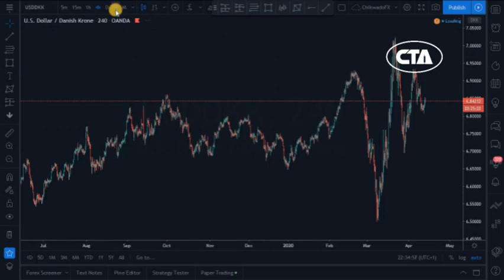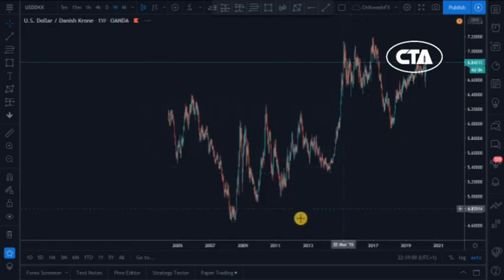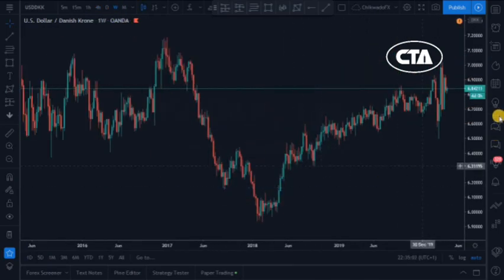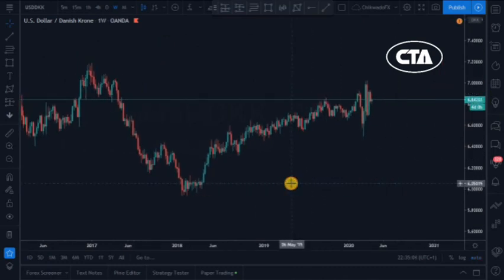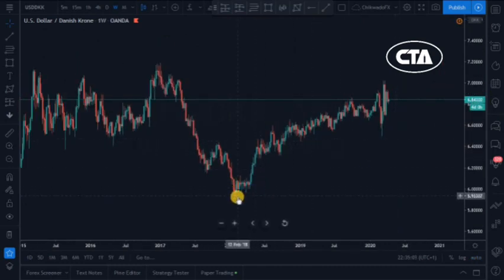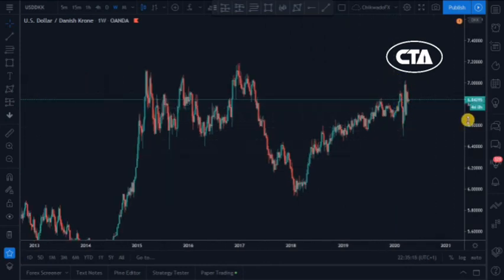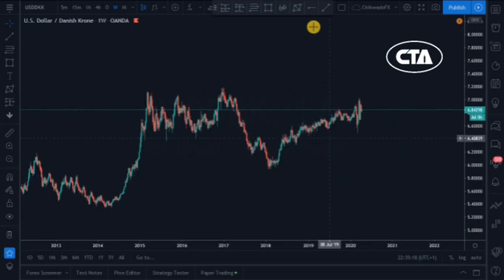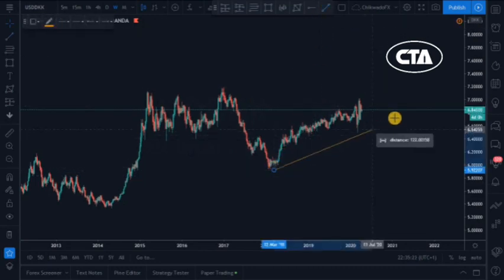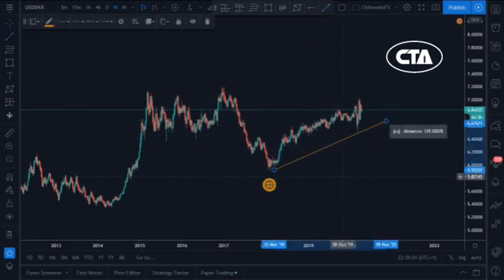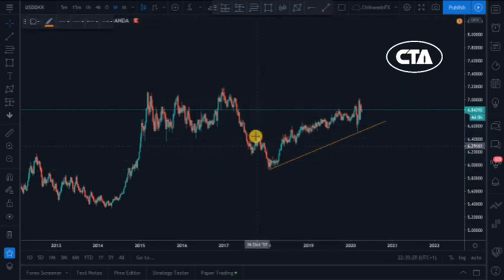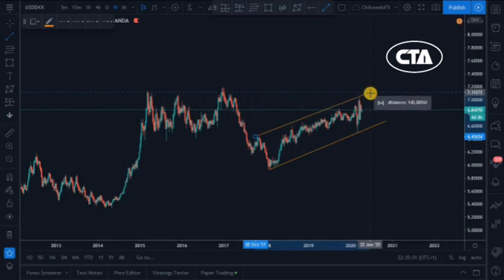So go out to the weekly time frame, like we did. Weekly time frame, US dollar, Danish krone. What do we see? Same thing. Low, higher low, right? High, high, high, high. This was basically an uptrend, a market that was clearly in an uptrend. So pick out, connect these two. Pick out, connect these two, right? Connect these guys.